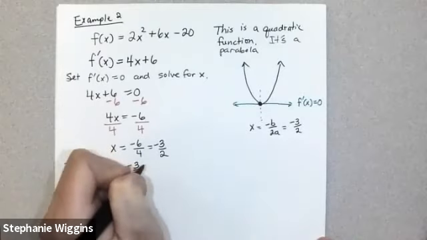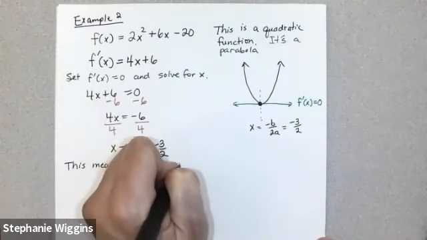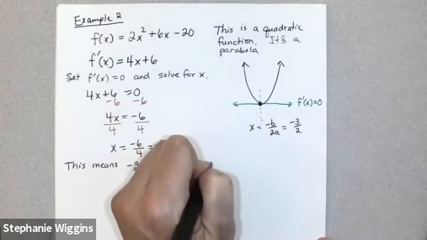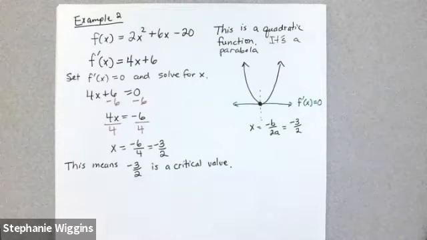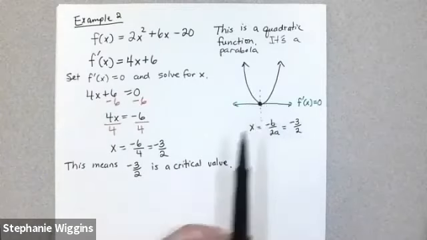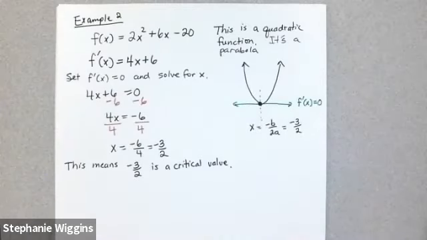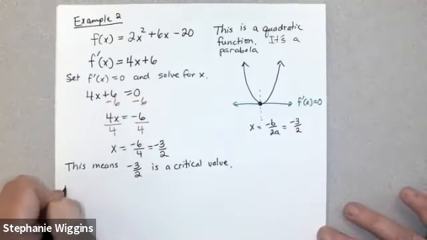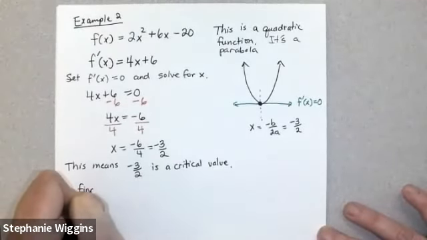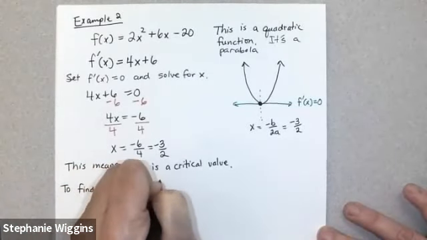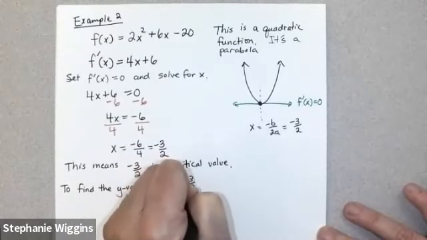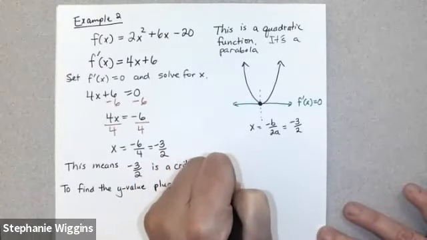So the way I interpret this answer here is this means negative 3/2 is a critical value. Okay, as I said, I use the term critical value and critical point kind of interchangeably. When I say value, I'm just talking about the x value. When I say point, I'm talking about the whole point. So let's go ahead and find the y value. How do we do that? To find the y value, plug negative 3/2 into the original function.